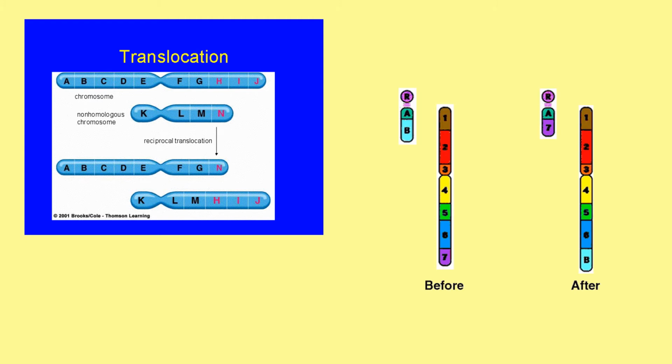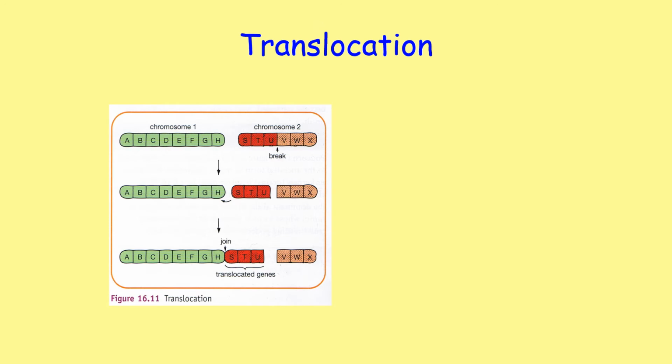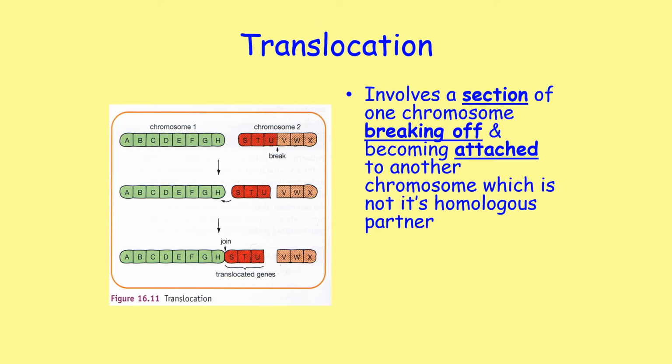The reason why it's reciprocal is because with that larger chromosome, the same thing has happened. That section at the bottom of the large chromosome that contains gene number 7 has broken off and it has moved onto the shorter chromosome. So this is our translocation. Basically a section of one chromosome has broken off and has become attached to another chromosome which is not its homologous partner.